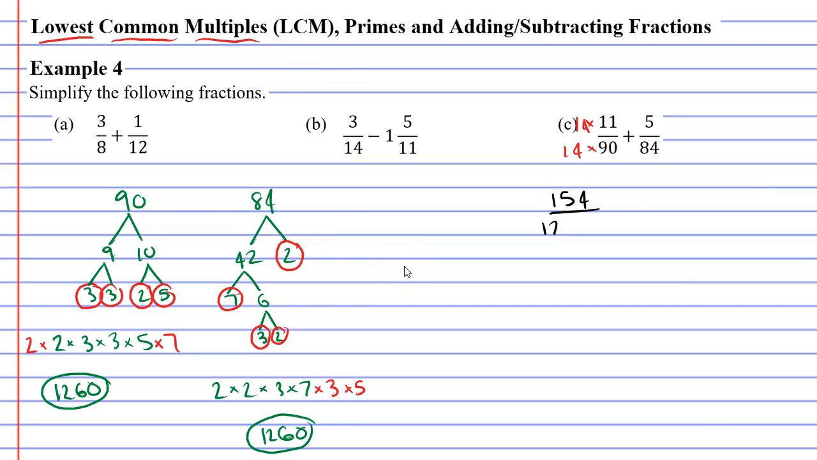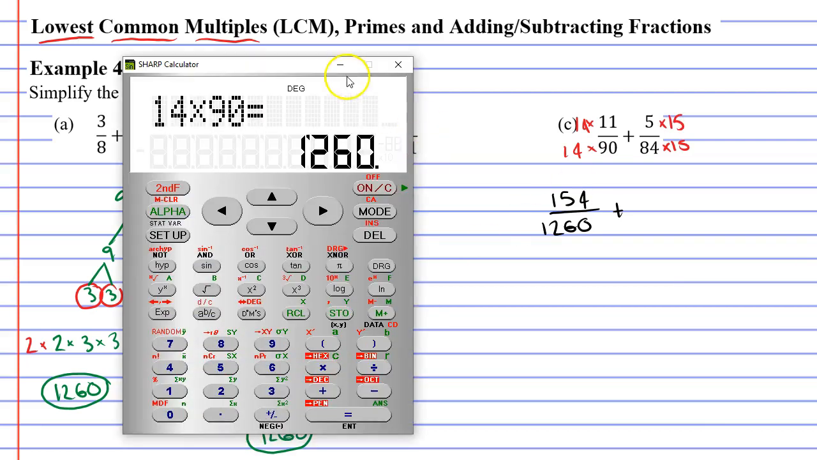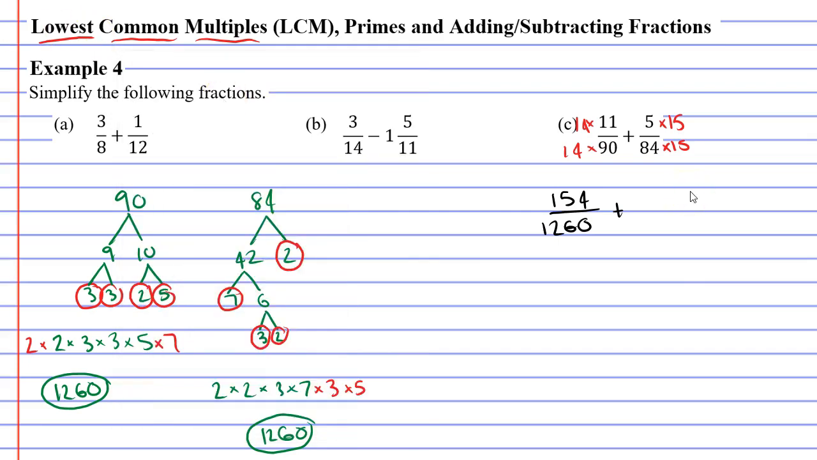So we get 154 over 1,260. What do we multiply the 84 by? Well, looking over here in red, we ended up multiplying by 3 and 5, which makes 15. So we're multiplying this fraction by 15, both the numerator and the denominator. We can even double check that. 84 times 15 does equal 1,260. And then 5 times 15 will give us 75.